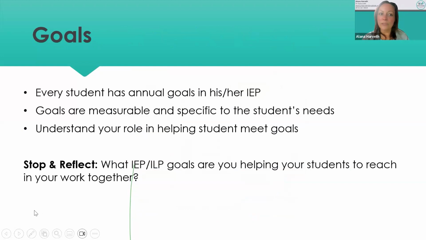So for the goals, every student has annual goals in his or her IEP. Some schools do it by their birth date. Some schools do it a different day. So every year a student has an annual case conference.